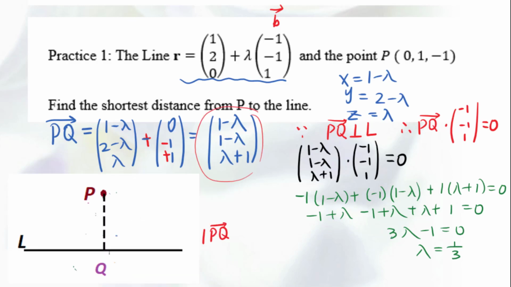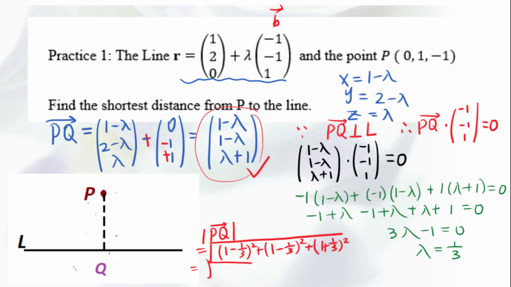So the length of PQ equals the square root of, we will plug in here, (1 minus 1/3) squared plus (1 minus 1/3) squared plus (1 plus 1/3) squared. Simplify the square root: 4/9 plus 4/9 plus 16/9 equals the square root of 24/9.